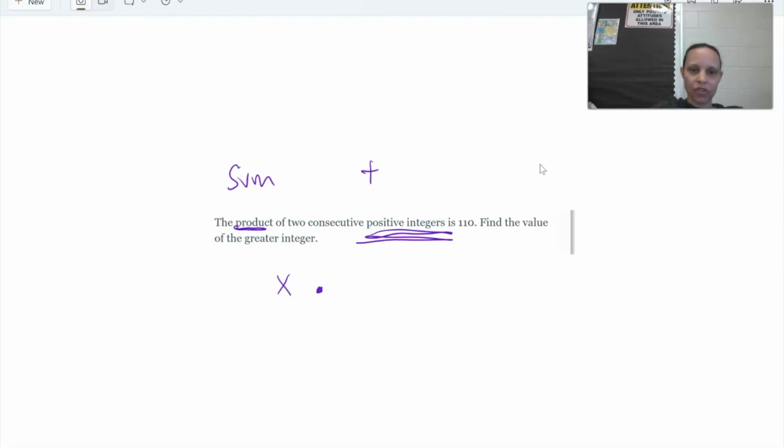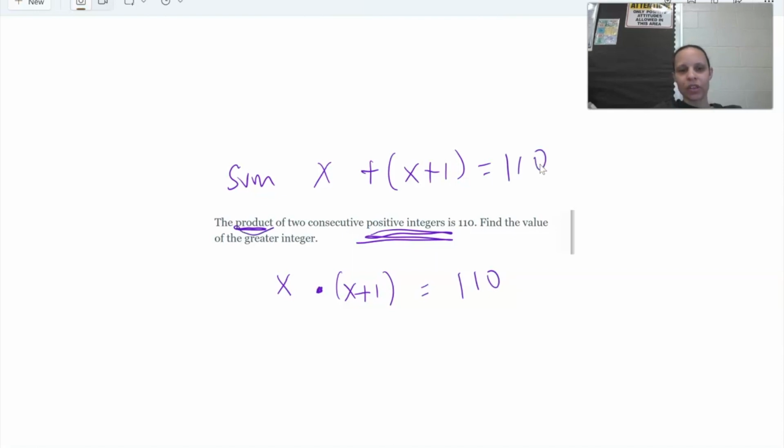So the first one, if the first one is x, the next one is going to be x plus 1. And again, if this was a sum, it would be x and then x plus 1. These are consecutive, so x times x plus 1 is equal to 110. The only thing they're going to change right here is whether it's a product. If you get the sum, or the difference, that would be a subtraction. Just make sure you read what it is. So this one's multiplication. Find the value of the greater integer. So they mean find this value right here.